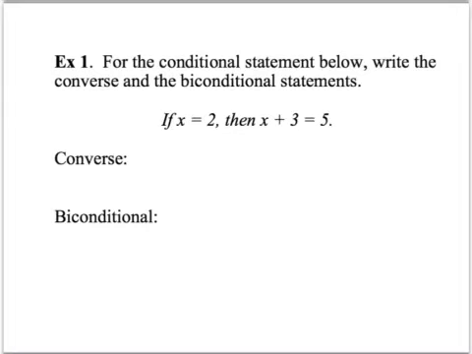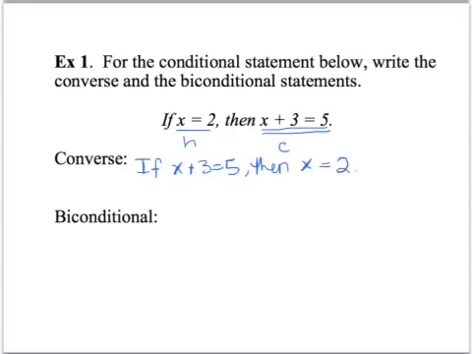Alright, let's practice with example 1. It says for the conditional statement below, we want to write the converse, and then we're going to write the biconditional. So the conditional is if x equals 2, then x plus 3 equals 5. What I've underlined the first time, that's my hypothesis. And the second part is my conclusion. So for the converse, I just need to switch them. If x plus 3 equals 5, then x must equal 2.